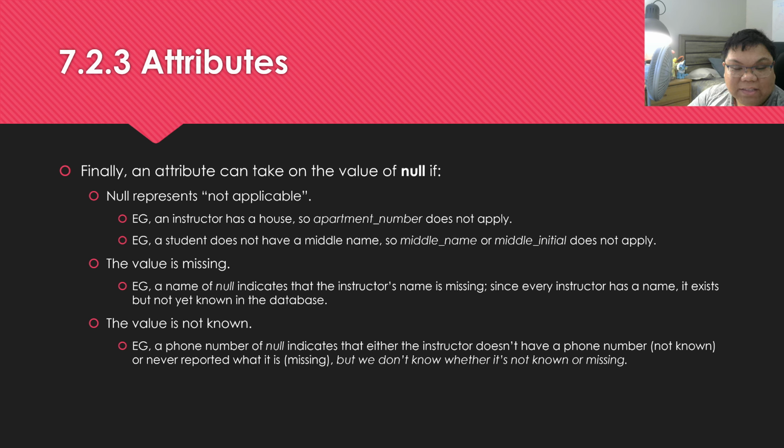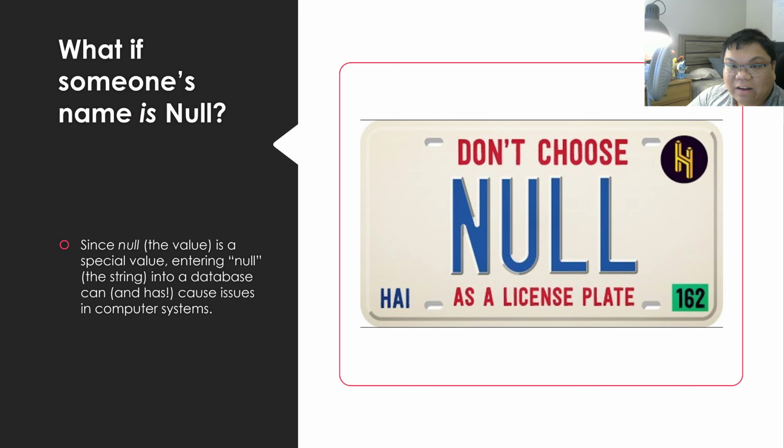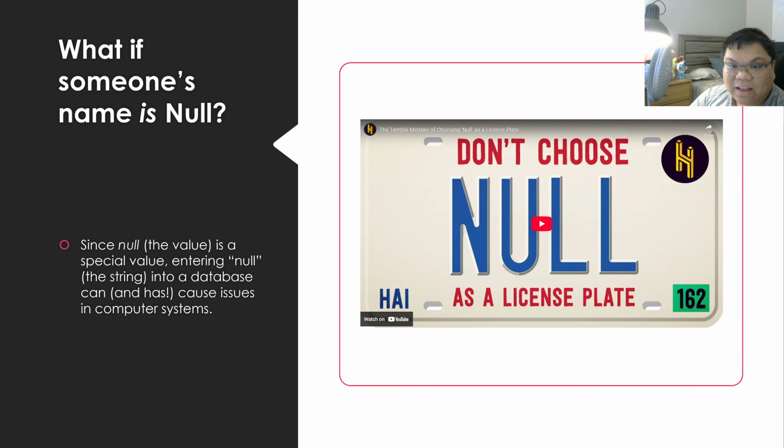Since every instructor has a name, we expect null values for an instructor name to mean this instructor has a name, but it's not in the database. What if their name literally is null? The string null. Well, I hope your database has a means of differentiating null the value and null the string, because to enter that into a database can and has caused problems. You can watch this video in your own time, but the point is, don't choose null as a license plate.